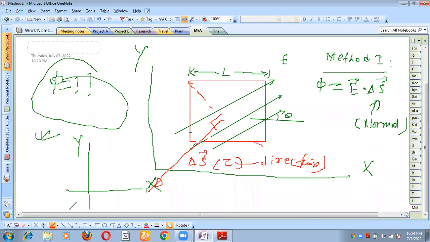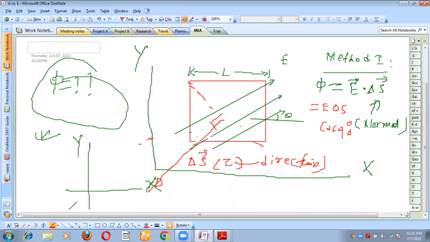It means the angle between E and delta S will be 0 or 90? Why 0? The electric field is in the XY plane, and the normal is along Z direction. So it should be 90 degrees or not? Okay. Sir, can you say why the area vector is in that direction?